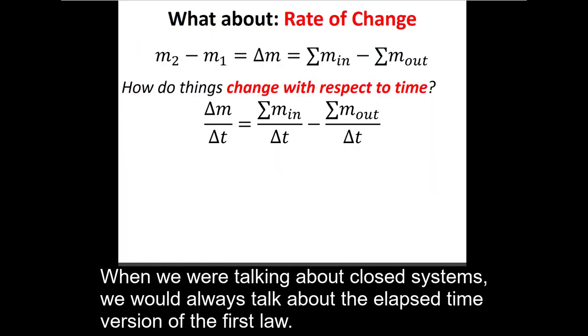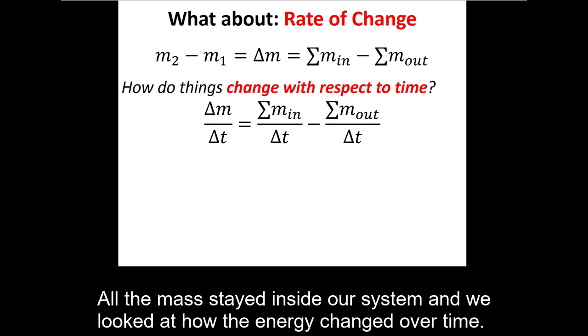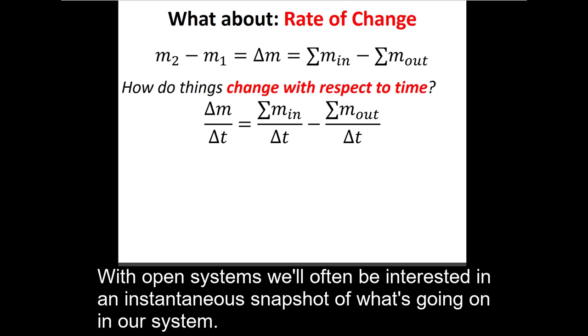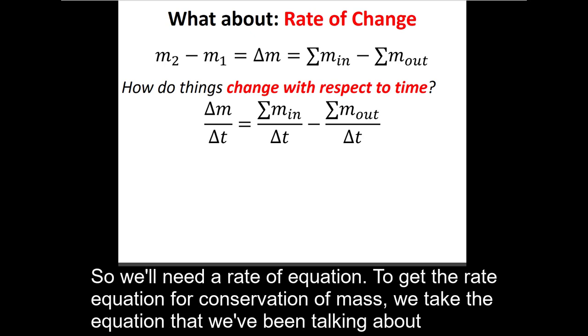When we were talking about closed systems, we would always talk about the elapsed time version of the first law. All the mass stayed inside our system, and we looked at how the energy changed over time. With open systems, we'll often be interested in an instantaneous snapshot of what's going on in our system. So we'll need a rate equation.